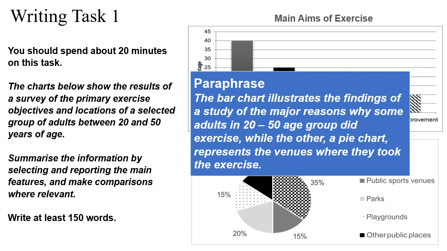And finally, it says that you should make comparisons where relevant. This means that if you find any set of 2 or more features that have a basis for comparison, then draw the comparisons in your writing. Now, you might want to ask, how can I recognize a basis for comparison? The answer to that question is, to identify any basis for comparison, look out for similarities and differences.